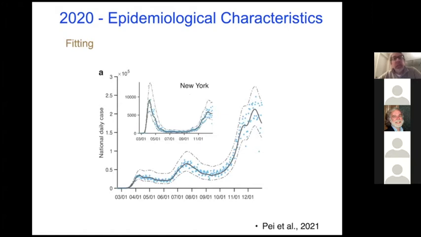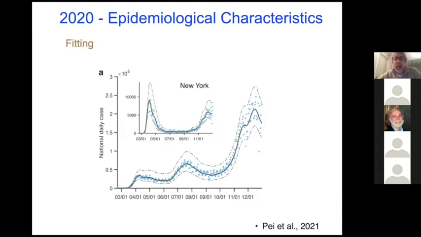Now, we also have looked at this for representative metropolitan areas. So this is the New York metropolitan area of 12 counties, including the 5 counties of New York City itself, plus 7 surrounding counties. And you can see the fit that we obtained there for the outbreaks that manifest in that specific locality.